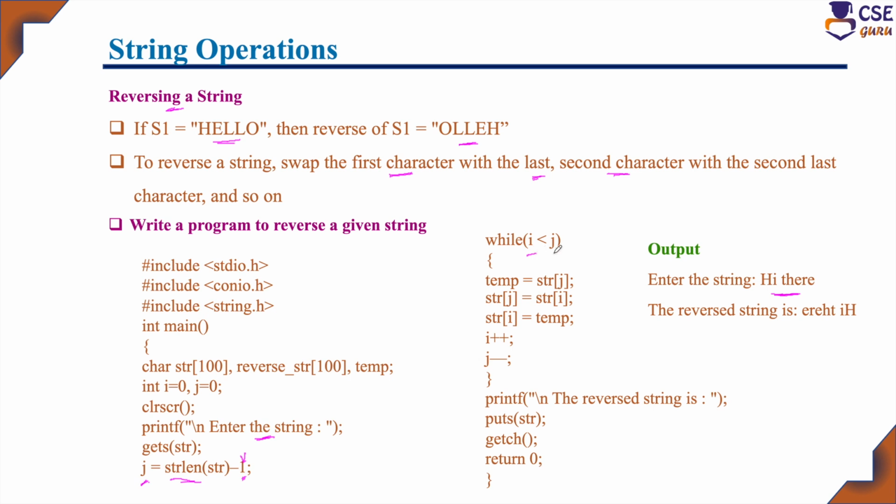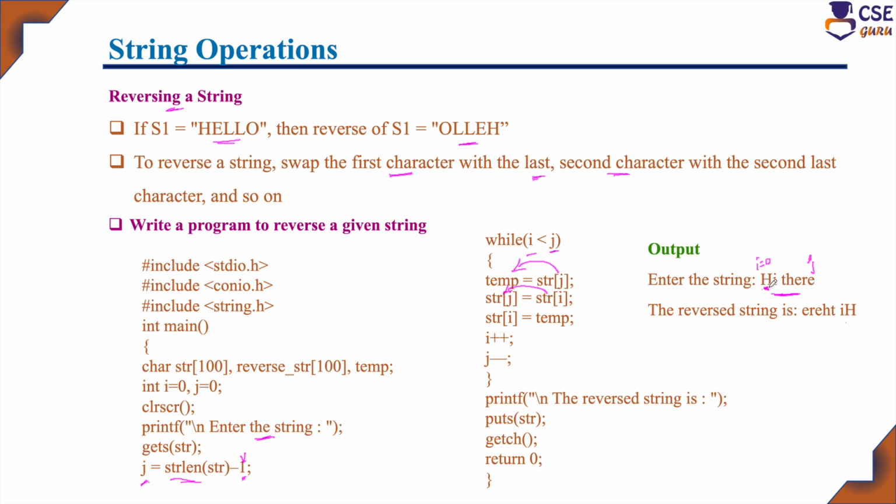And while i is less than j value, see here the i value is 0 and the j value will point to the last position of the string. So now, while i is less than j, str of j will be copied to temp, and str of i will be copied to str of j.